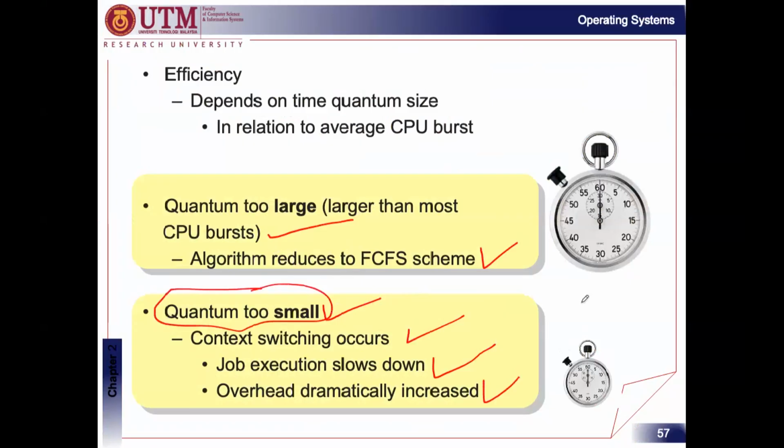Based on their result, I give this explanation of what happens to the algorithm if the quantum size is too small.